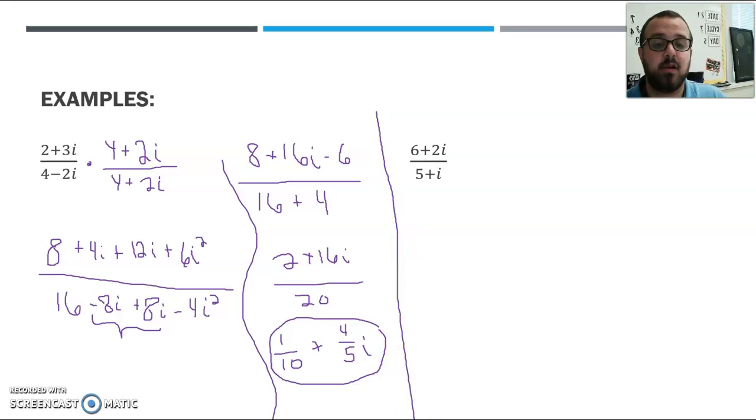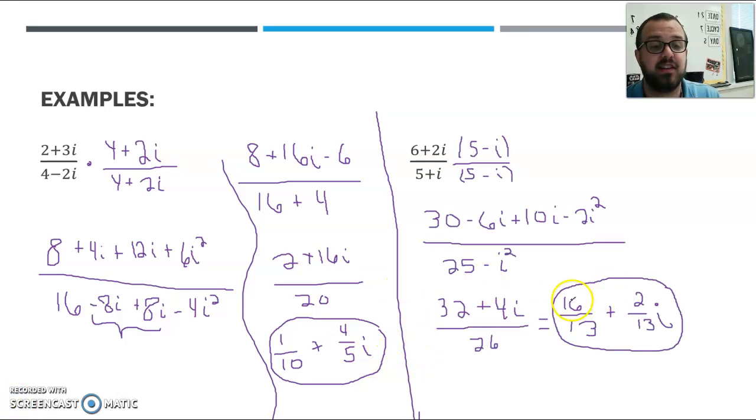Go ahead and try this one over here and then unpause the video and check back with me and see how you did. All right, so I got 16/13 plus 2/13 i. What I did is I multiplied by that 5 minus i in the numerator and the denominator. That's my complex conjugate. As you can see, this is kind of what it'll simplify to.